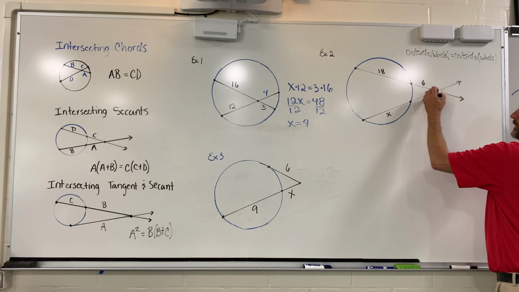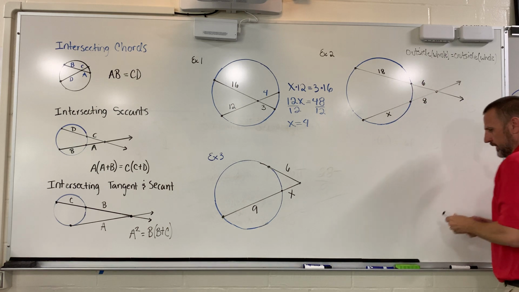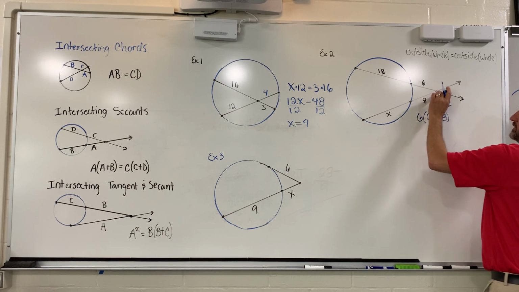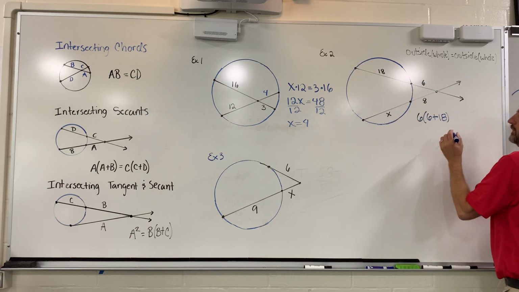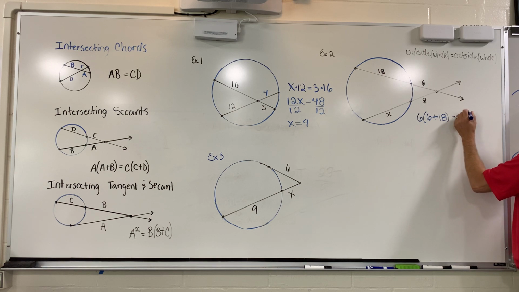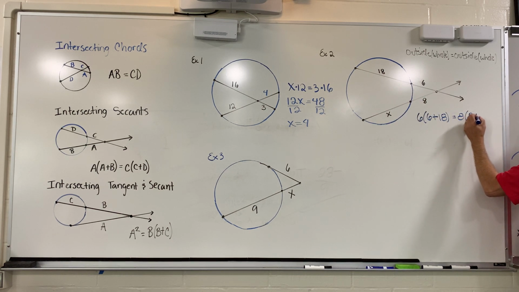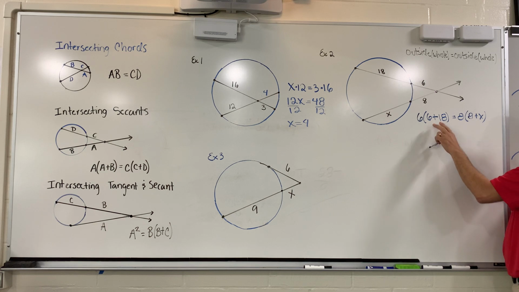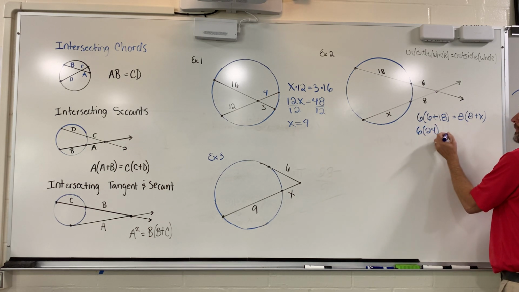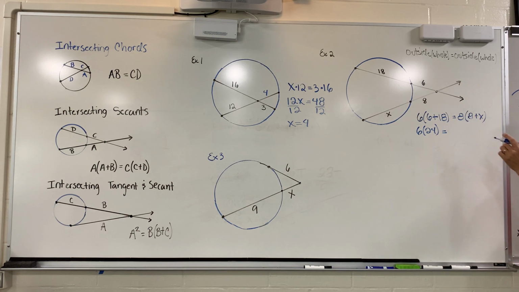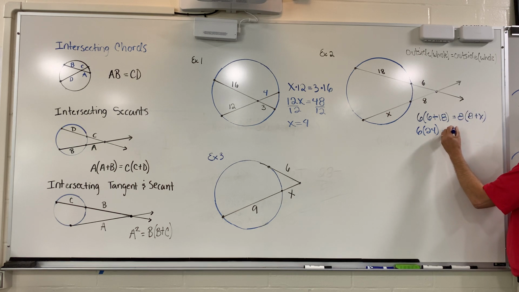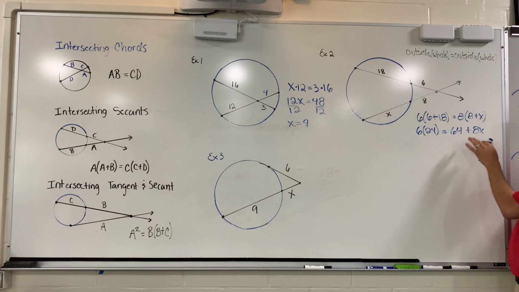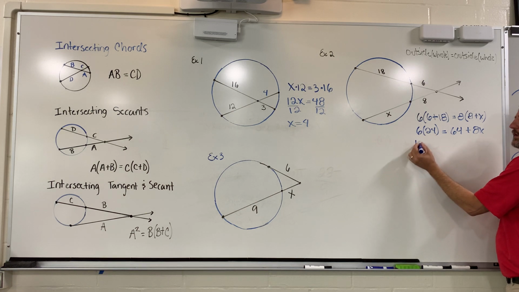So if I take, for example, this segment here, 6, and I say 6 times 6 plus 18, 6 plus 18 being the whole segment there, is equal to 8 times 8 plus x. As I start to work this out, I notice a couple of things. In 6 and 18, I can put them together and make 24. And over here, I can't put 8 and x together, but I can do the distributive property and say that 8 times 8 is 64, and 8 times x is 8x. As I take the next step, I can simplify again, knowing that 6 times 24 is 144.